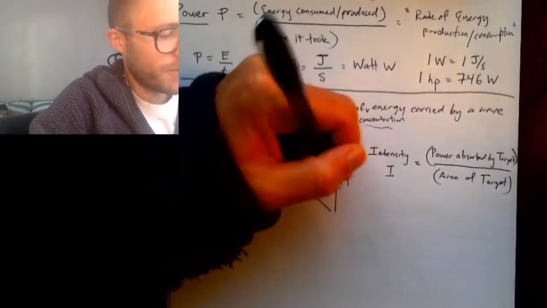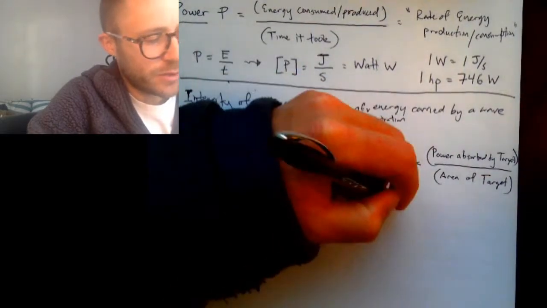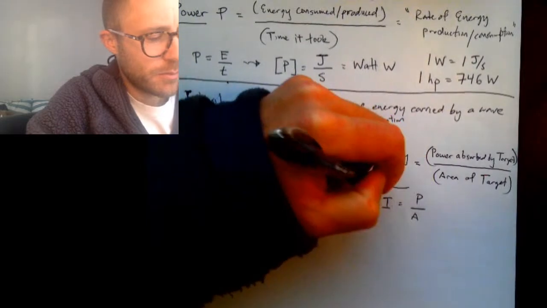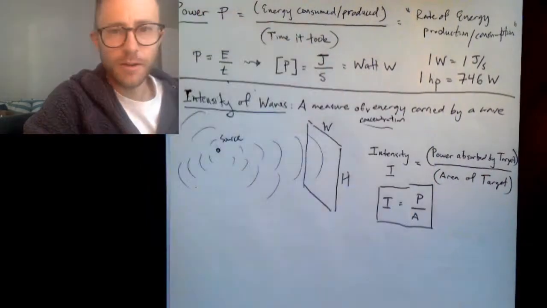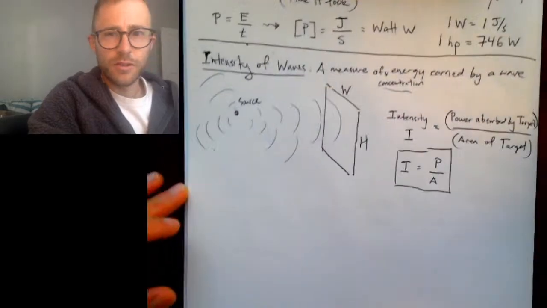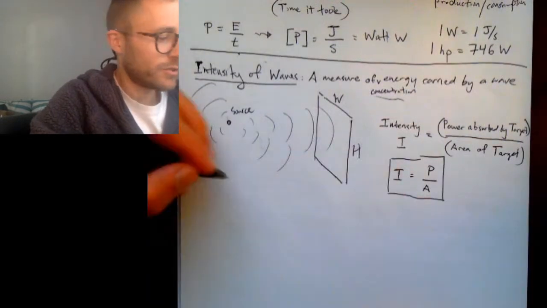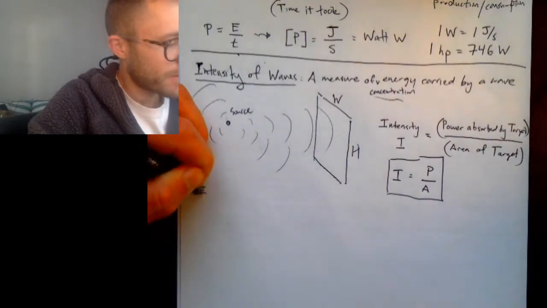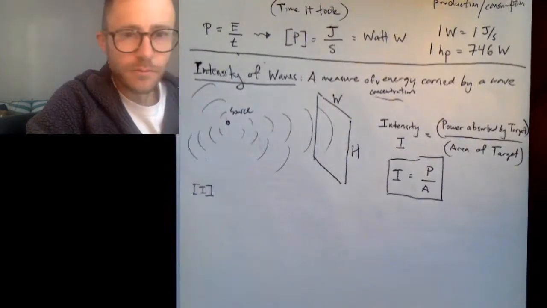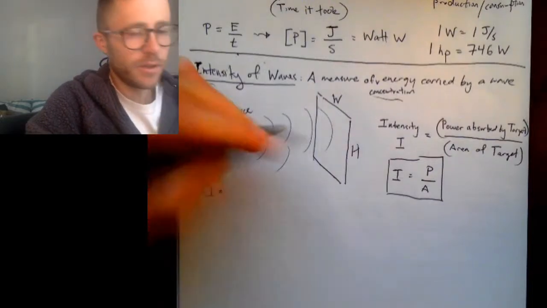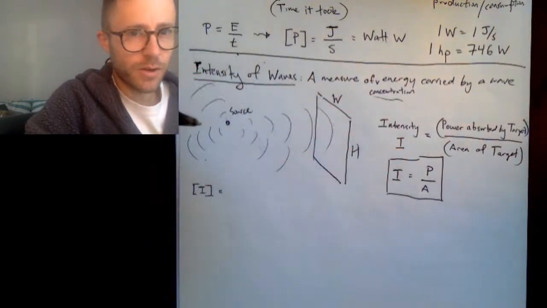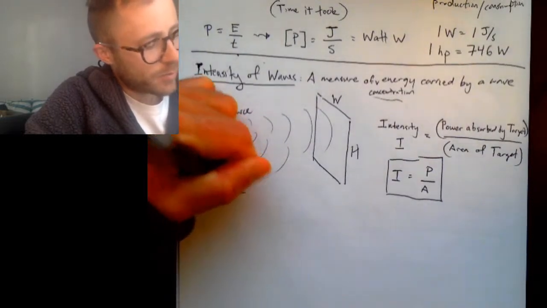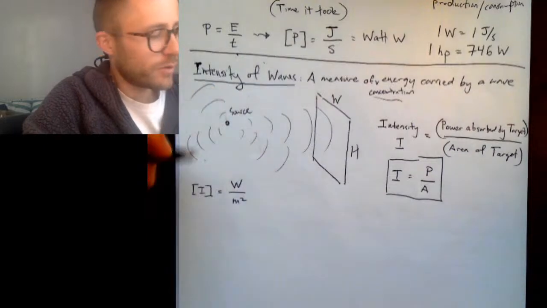I will often write this just as intensity is power divided by area. This equation allows us to get the units of intensity, which would be units of power divided by units of area. So that would be watts per square meter are the units of intensity.